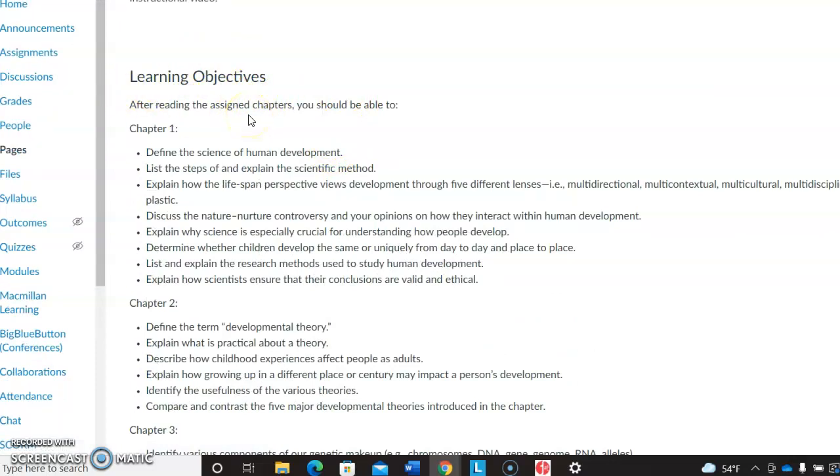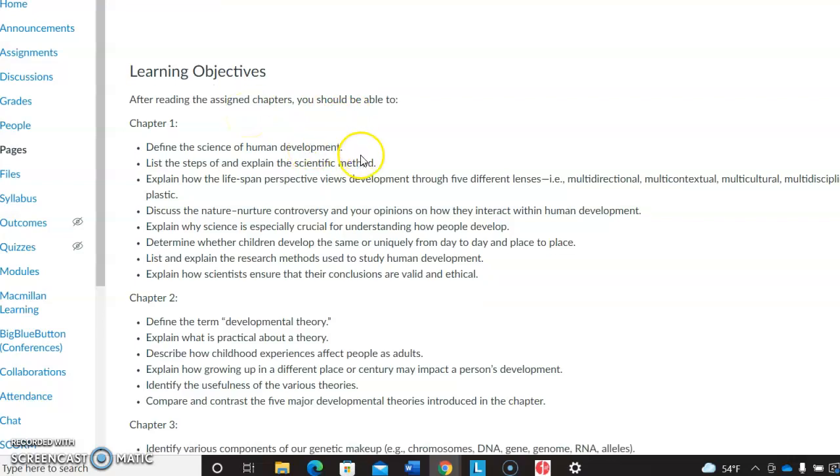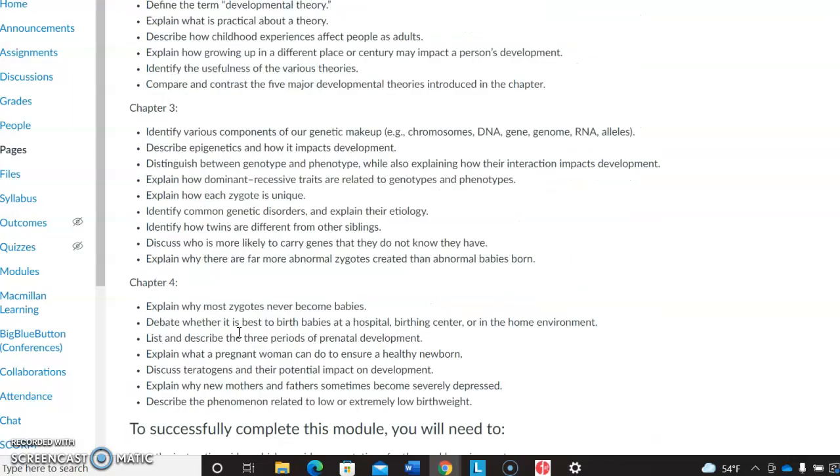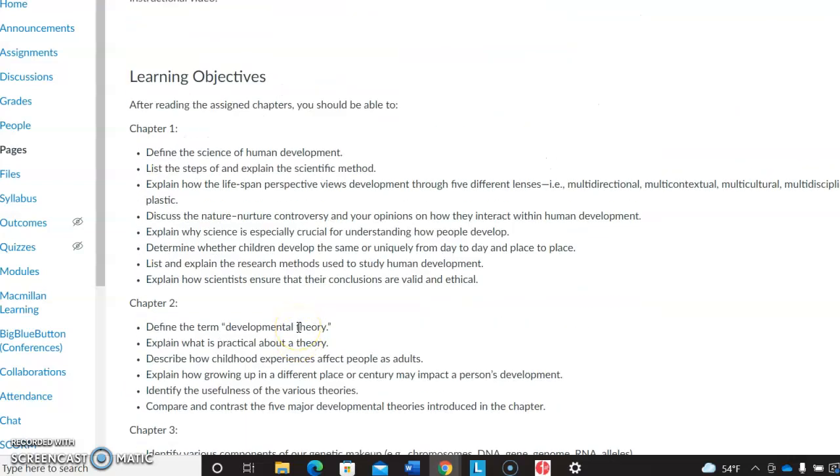So after you read the assigned chapters, you should be able to, and there's several listed for each chapter. This week we'll be covering chapters 1 through 4, and I wrote down a brief summary of each chapter for you. Chapter 1 summary: the science of human development seeks to understand how and why people, all kinds of people everywhere of every age, change over time.